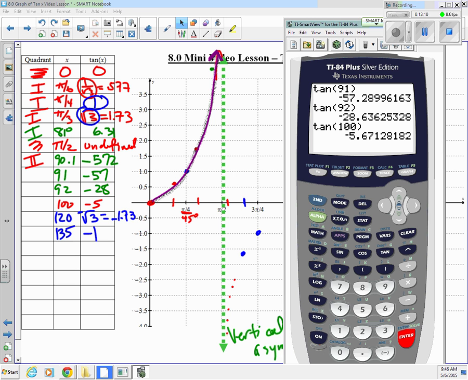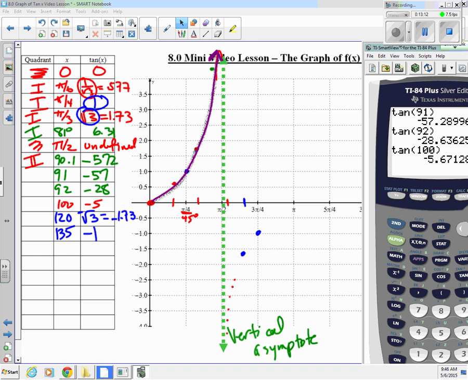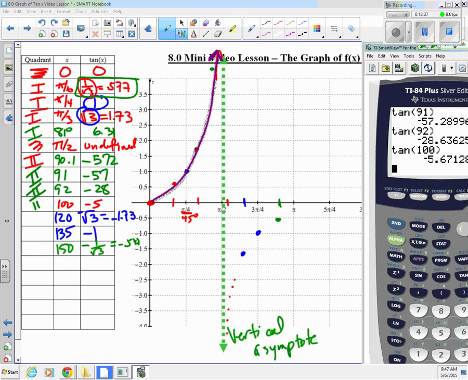Okay, so I can still work in the second quadrant. I can go to 150 degrees. That has a reference angle of 30. So I go back to my 30, and I say, oh, look, 1 over radical 3, well, this is going to be negative 1 over radical 3, or negative 0.577. So at 150 degrees, I'm at a little bit less than negative 0.5. Now, these are all in quadrant 2. That's where tangent is negative.